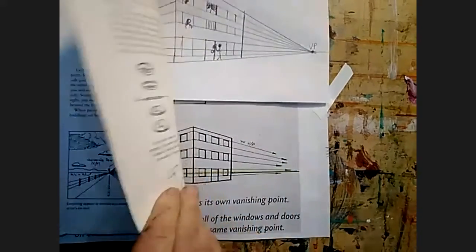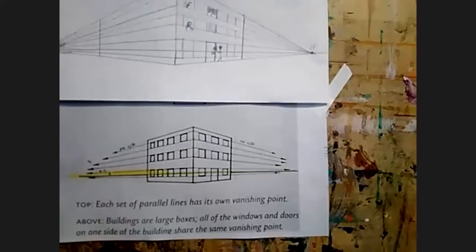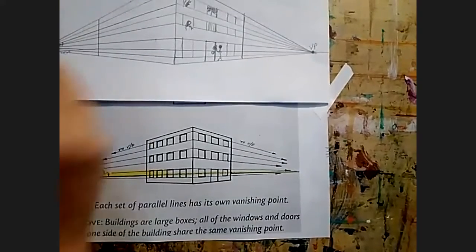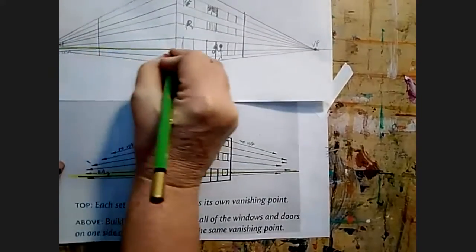On this lesson? Okay, so one of the things I want to point out to you is that this line, which we established first, is our horizon line.